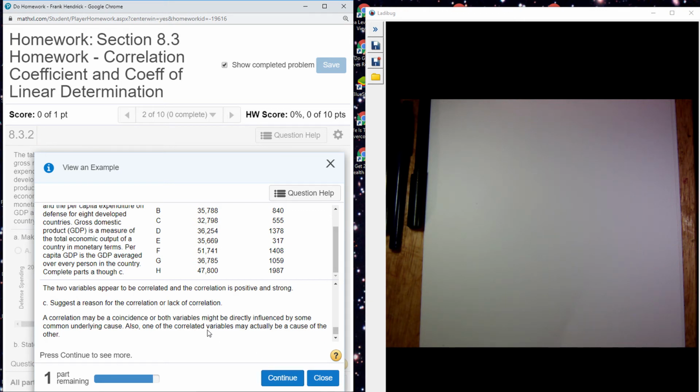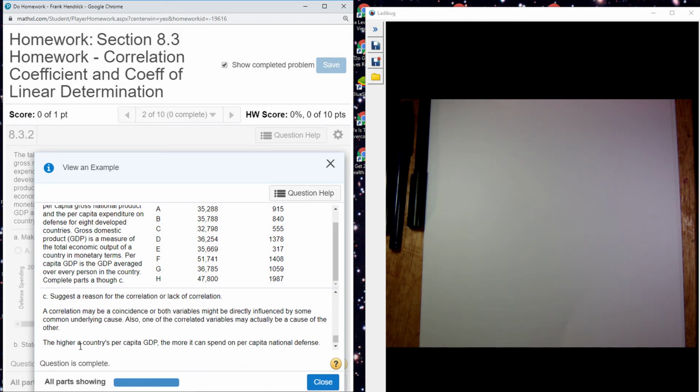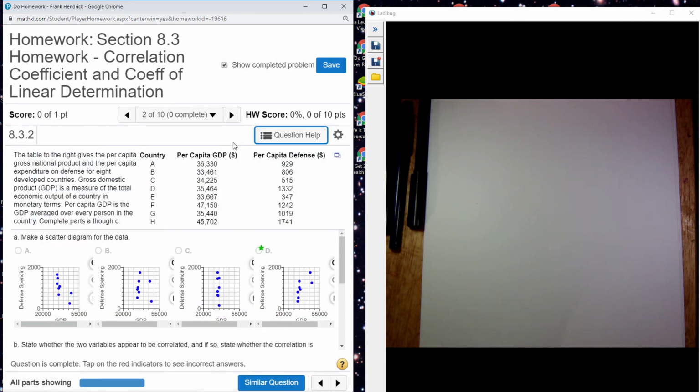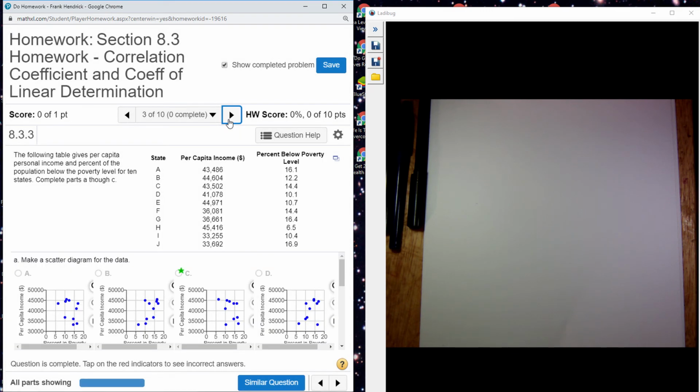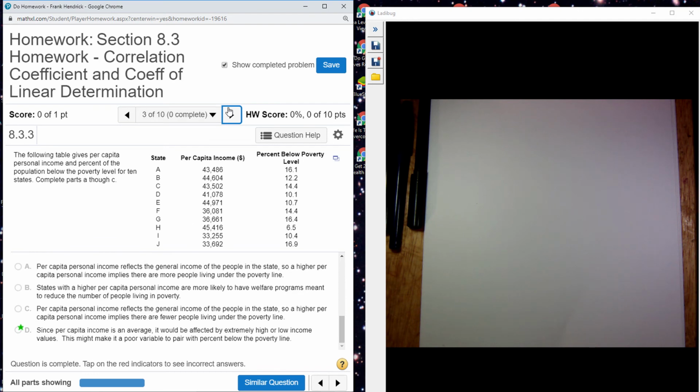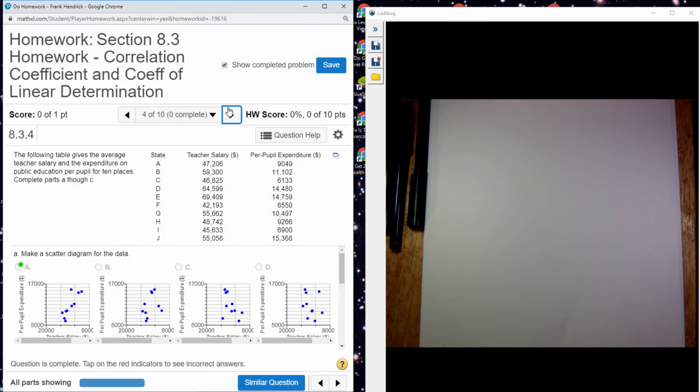Correlation here, as I said, is correlation, but just because they appear together doesn't mean one causes the other. Also, there again, one could cause the other. The higher the GDP, the more it can spend. The more money they're bringing in, the more they can spend on defense. That's another one like it.